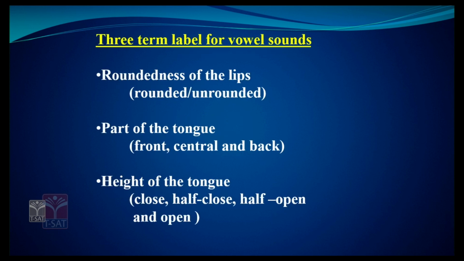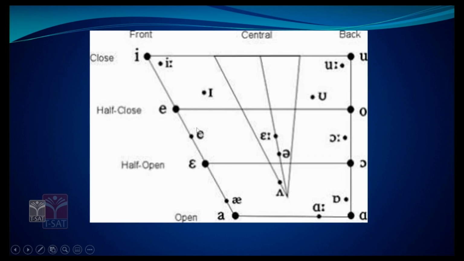So how can we give a three-term label for vowel sounds? In the English language, we have to see the roundedness of the lips, whether the vowel sound is rounded or unrounded, and which part of the tongue, whether it is the front part, central, or back, and the height of the tongue: close, half open, and open. If you see the diagram, these are the 12 pure vowels. So these are considered the front vowels.